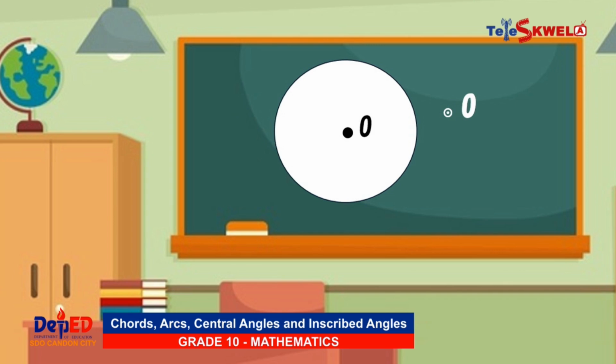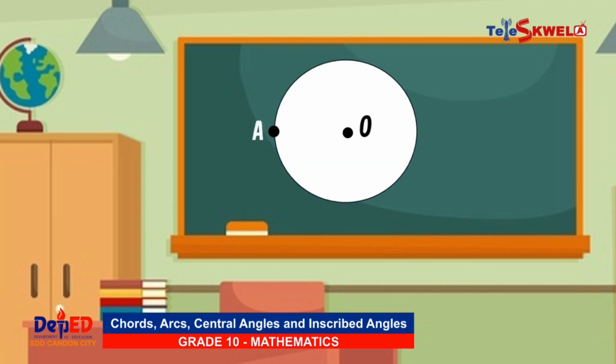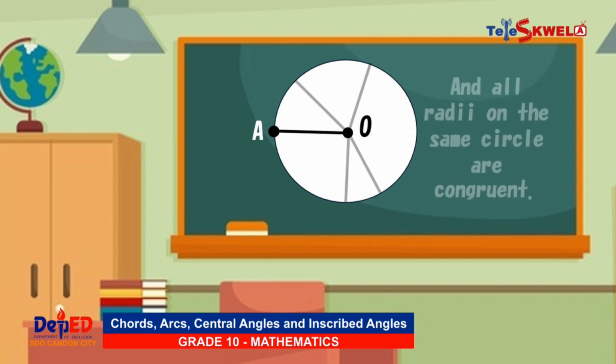Now, it's time to meet the auxiliary parts of a circle. If we connect the center of the circle to any point on the circle by a line segment, what do we call this line segment? Correct! It is the radius. Circle O has radius OA. Remember, the endpoints of a radius are the center and a point on the circle. Furthermore, it is the distance from the center to any point on the circle. And all radii on the same circle are congruent.